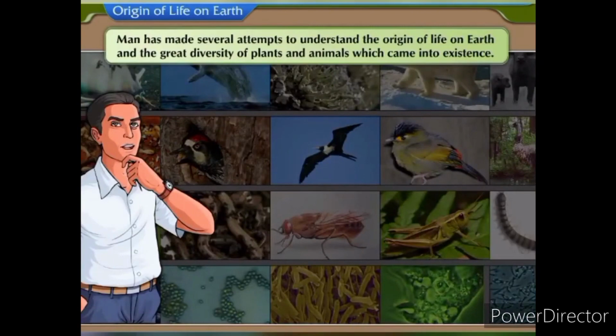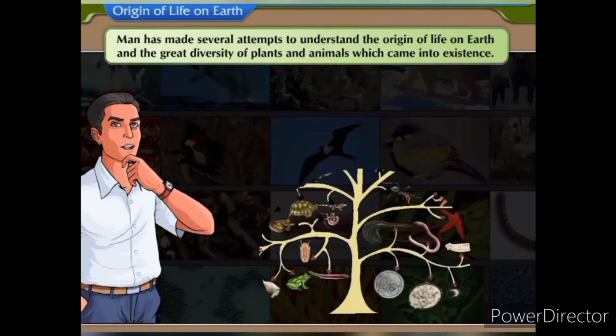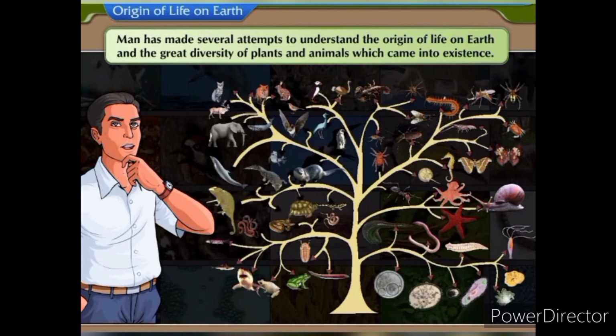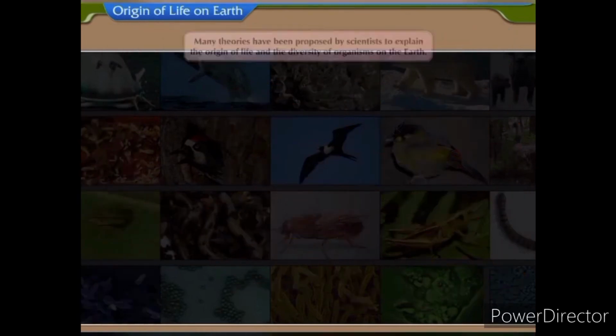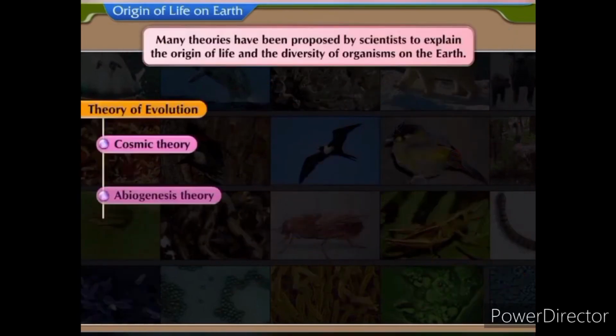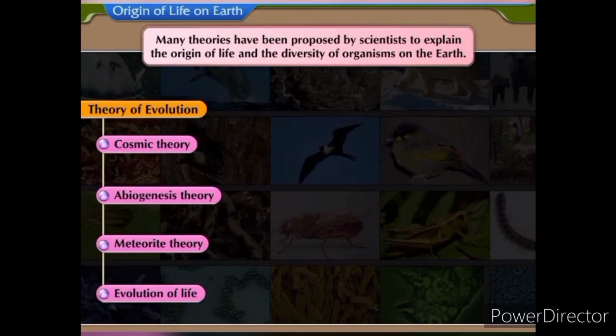Man, due to his curious nature, has made several attempts to understand the origin of life on this planet and the great diversity of plants and animals which came into existence. Many theories have been proposed by scientists to explain the origin of life and the diversity of organisms on the earth.